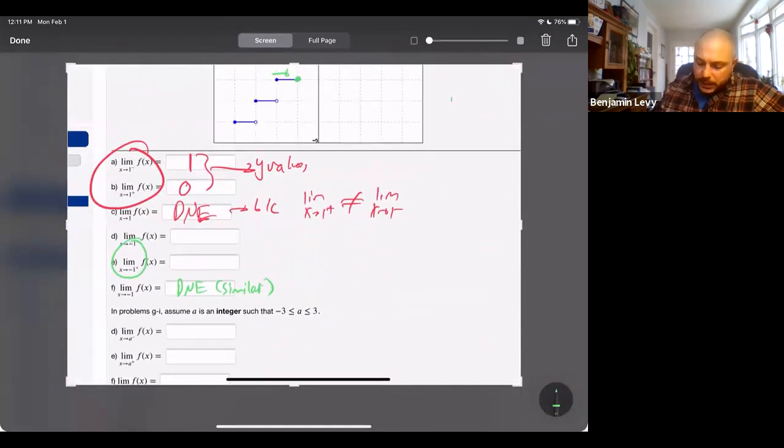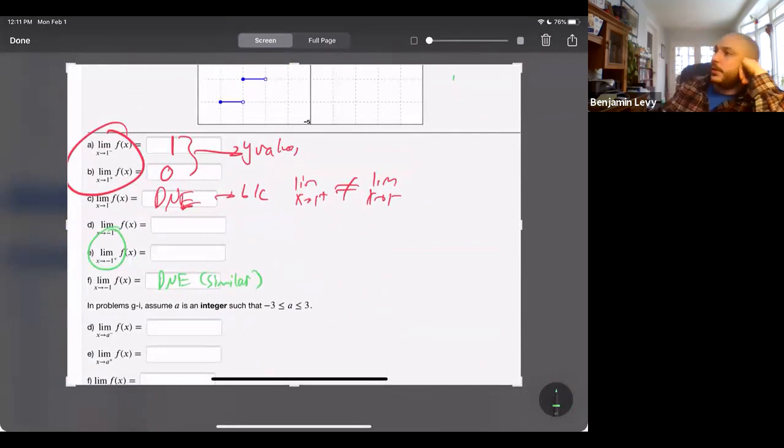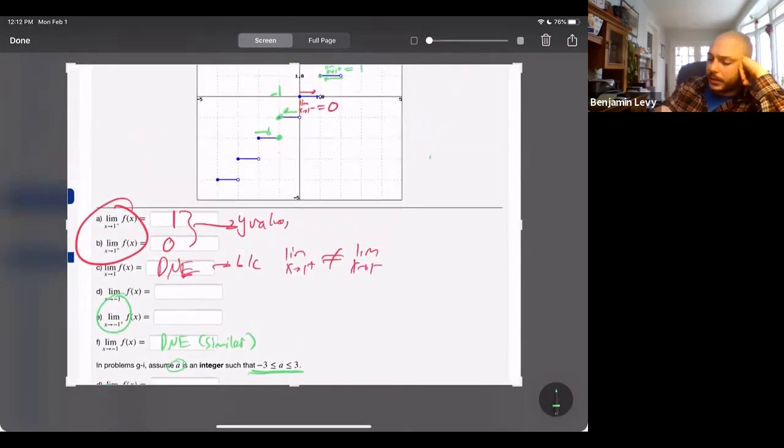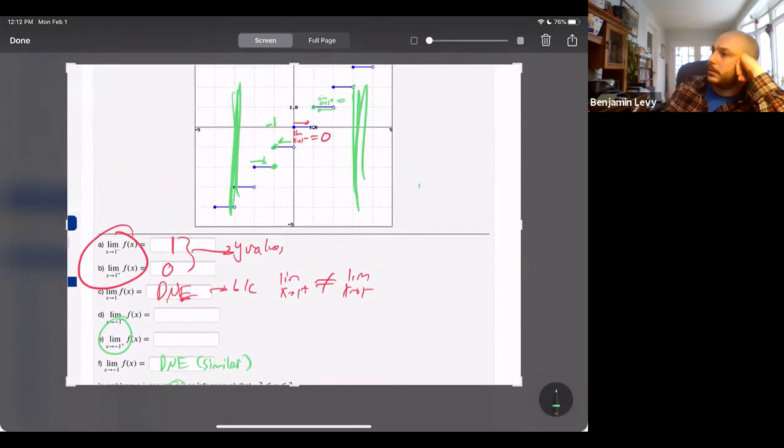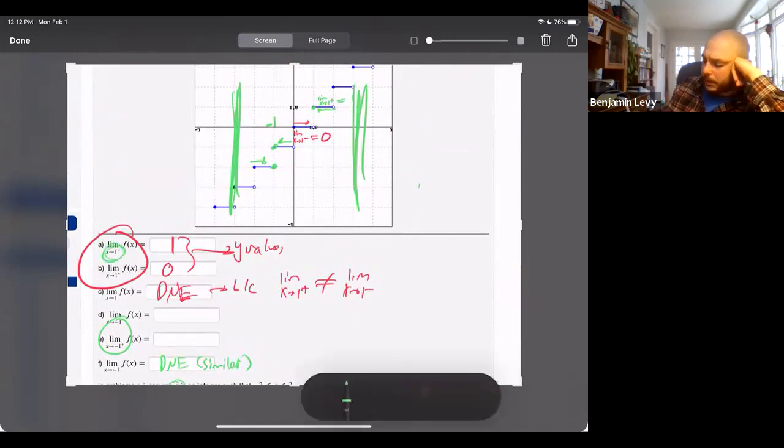Does anyone want to take a stab at these ones down here? So this is trying to get you to do it in general. It's saying, let's just let A be some integer between -3 and 3. So it's saying somewhere between right here and right here, right? So we're looking at the middle part of the graph. Can someone in general say what's going to happen? Like notice how when we approached 1 from the left, maybe I'll do it with a highlighter.